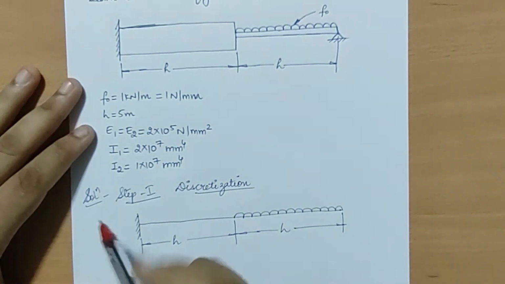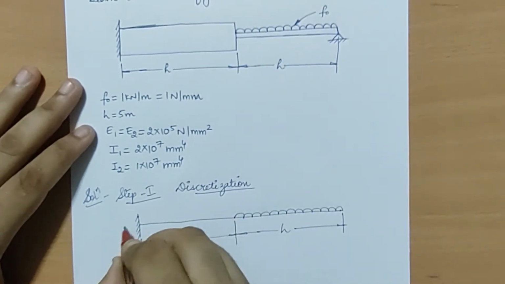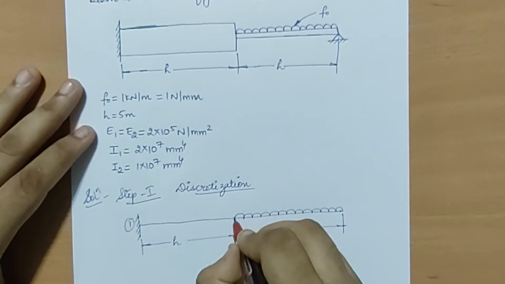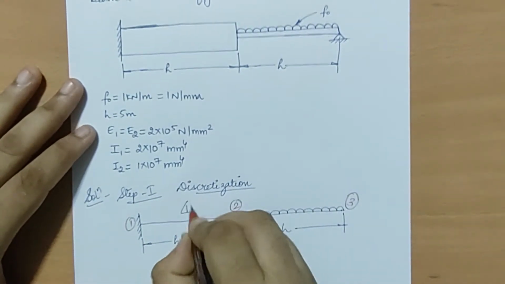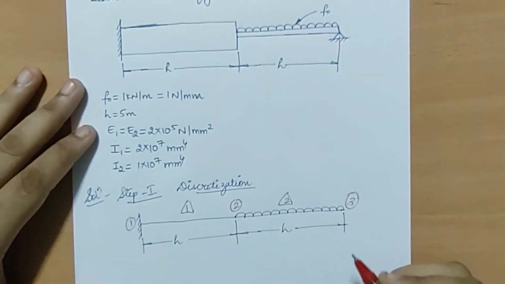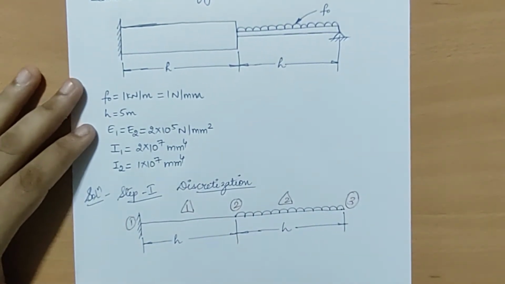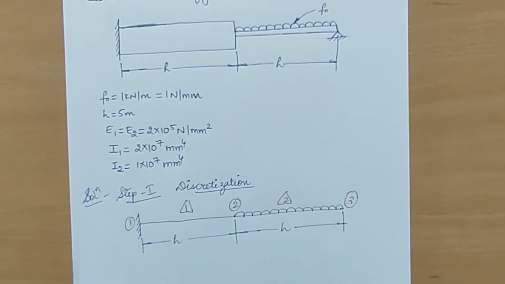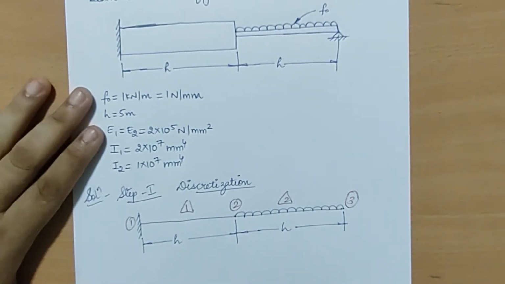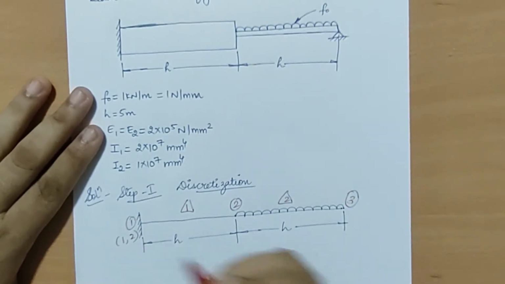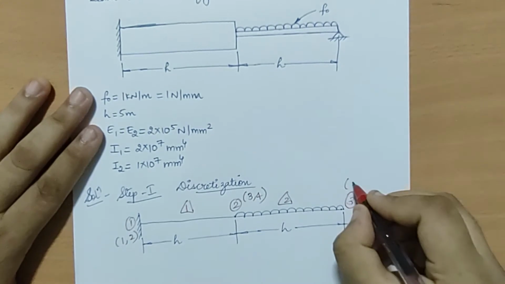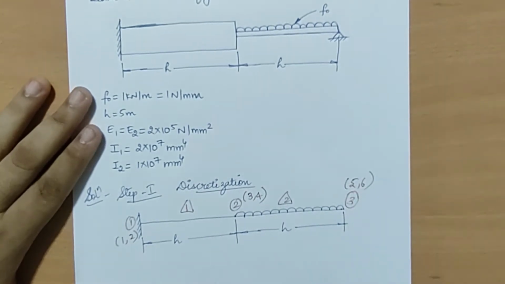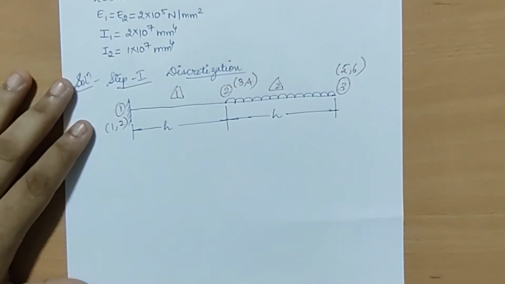Now here on this end I am going to mark node 1. Here I'll mark node 2 and here I'll mark node 3. This much is element 1 and this is element 2. Now for beam element, unlike your truss element, you are going to have 2 degrees of freedom at each node. So at node 1 I'll mark 1, 2, at node 2 I'll mark 3, 4, and at node 3 I'll mark 5, 6. So total there are 6 degrees of freedom in the beam.